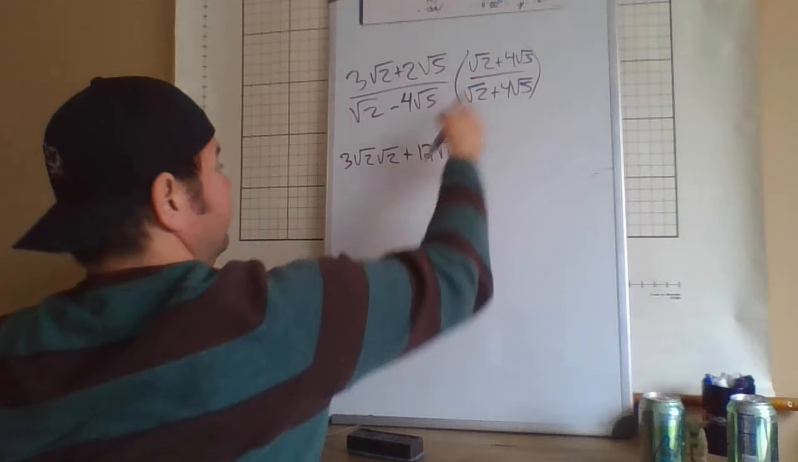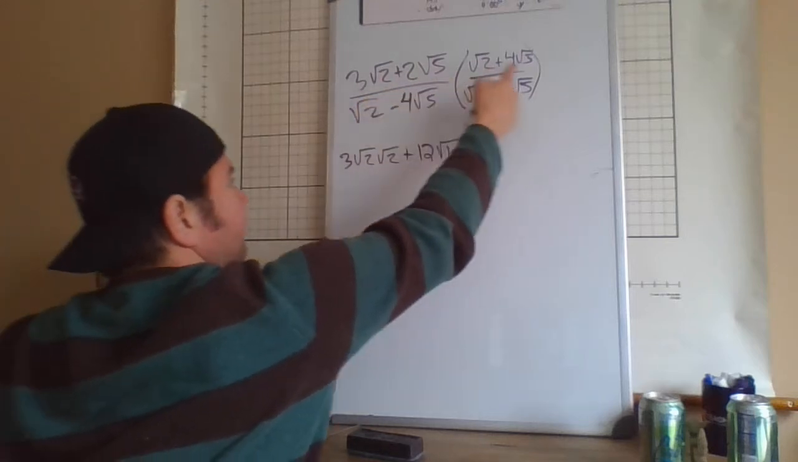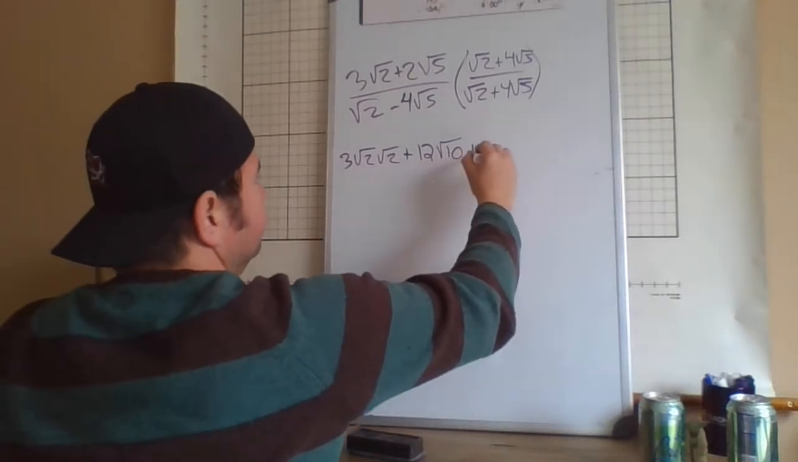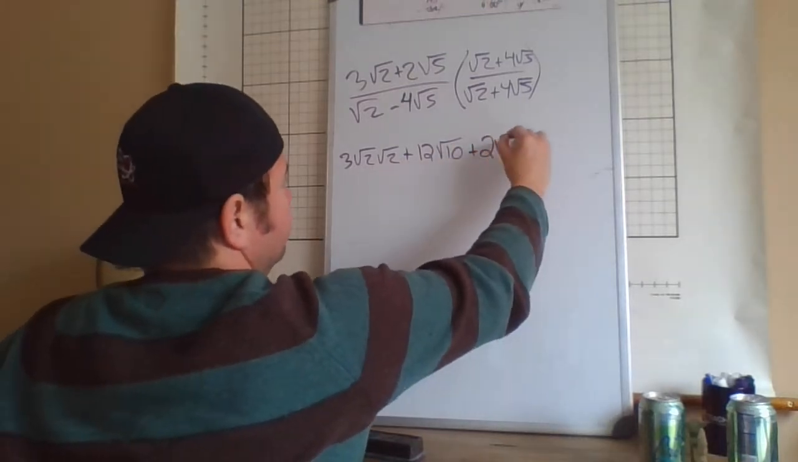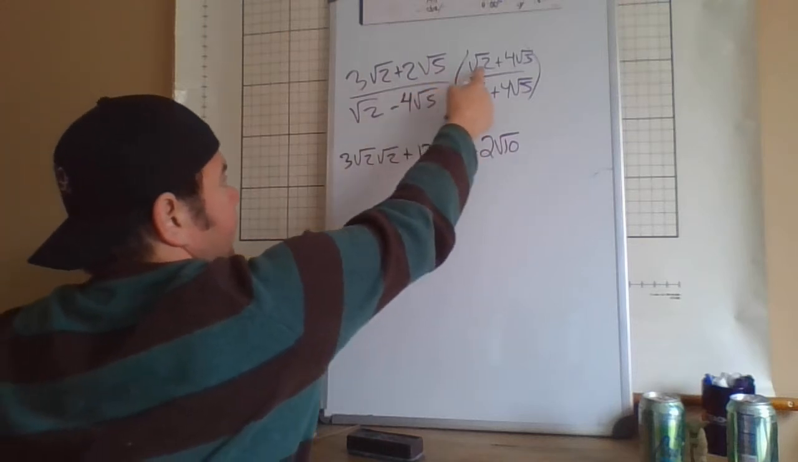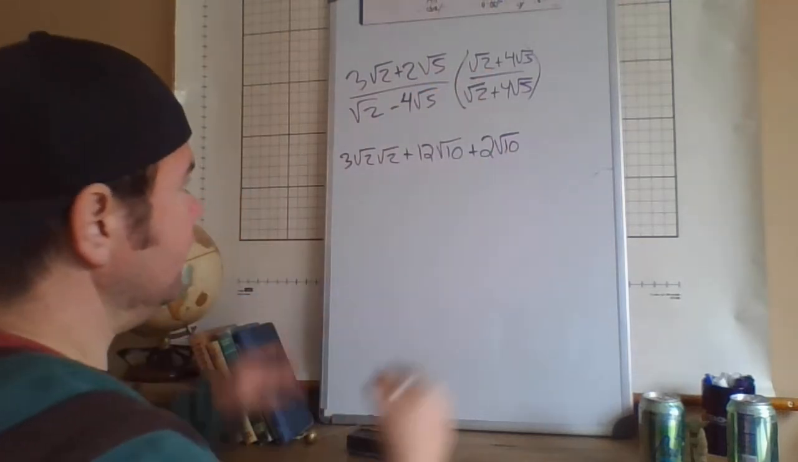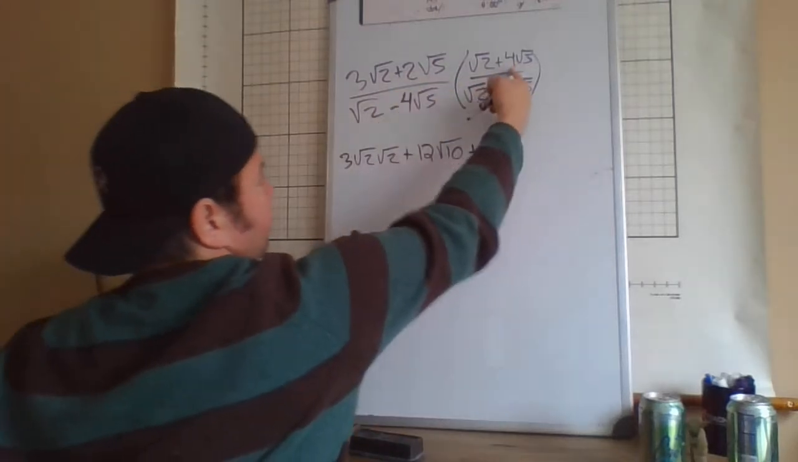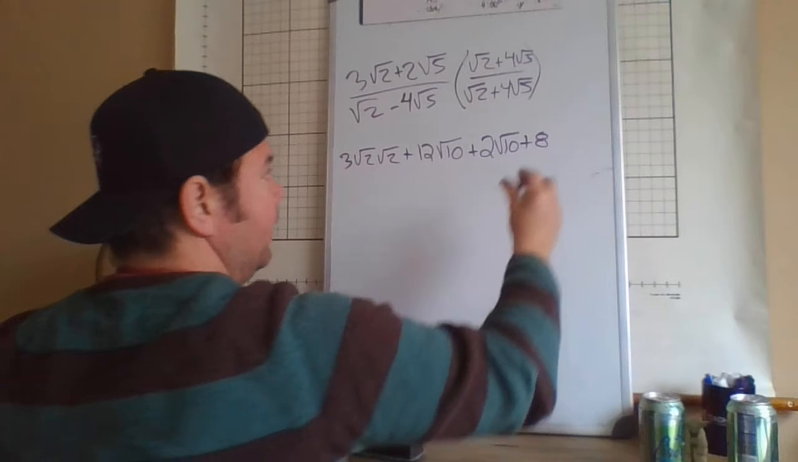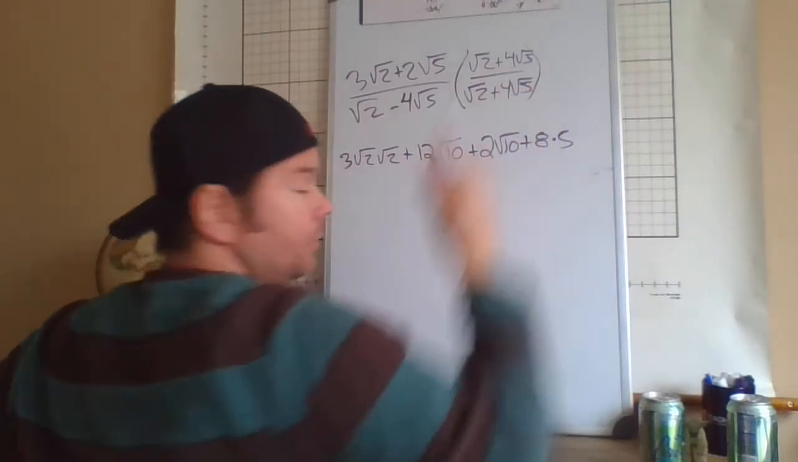3 times 4 is 12. √2 times √5 is √10. Plus 2√10. 2 times 1 is 2. √5 times √2 is √10. And then last, 2 times 4 is 8. √5 times √5 is just 5.